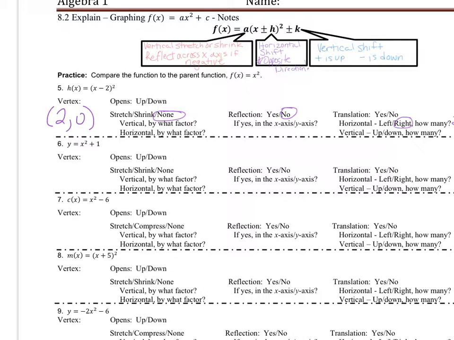Okay, so on number 6, I want you to go through the same process. Notice this time we don't have an h value, but we do have a k value. So I want you to pause your video, figure out all the transformations that happened in number 6, and then start the video back up to check your answer.